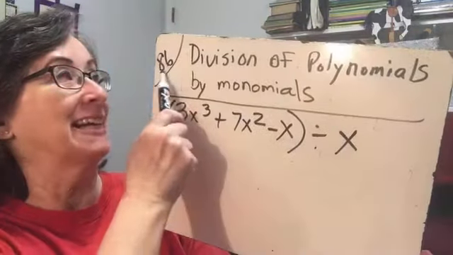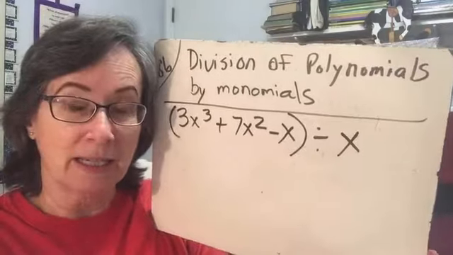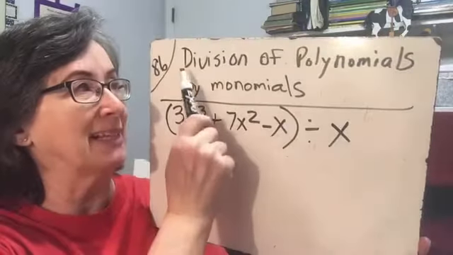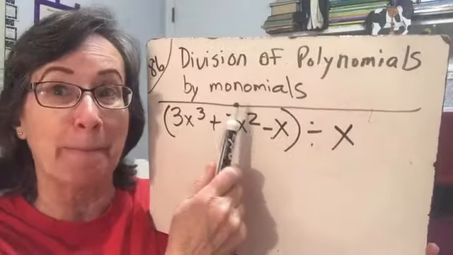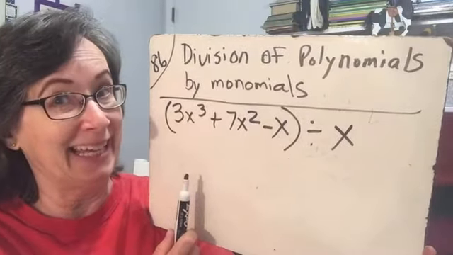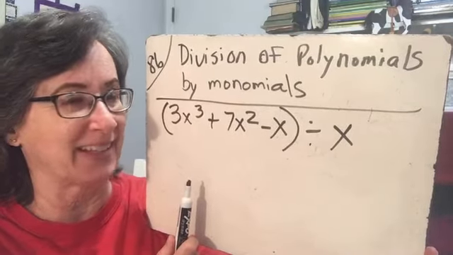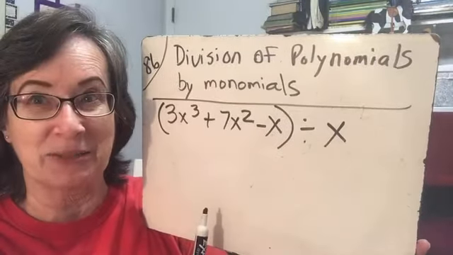And tonight we're looking at lesson 86, which is division of polynomials. The first ones we're going to start with is division of a polynomial by monomials, which is the easiest division we can do. But then we will go a little bit more difficult by the time we get to the end of the section. So we're going to start with the easiest one.